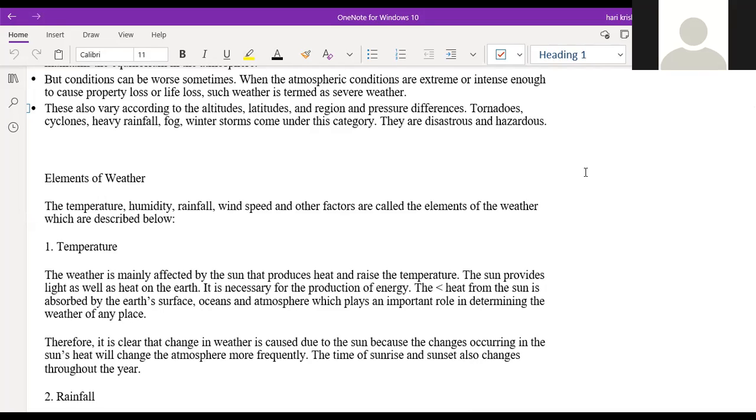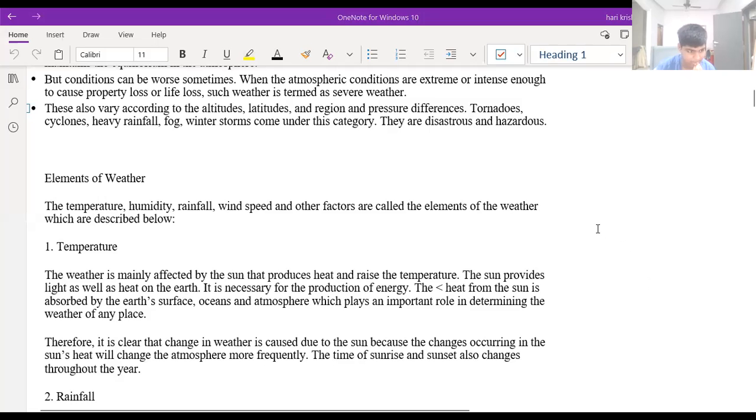So the sun plays an important role in deciding the temperature of a particular place. That is one of the elements of weather. Any doubts in this? Sir, you said that above the equator it is colder, right, sir? Above the equator it is not colder, it is hotter. Nearby the equator region, there are hotter regions. And if you take the polar regions, there are colder regions.